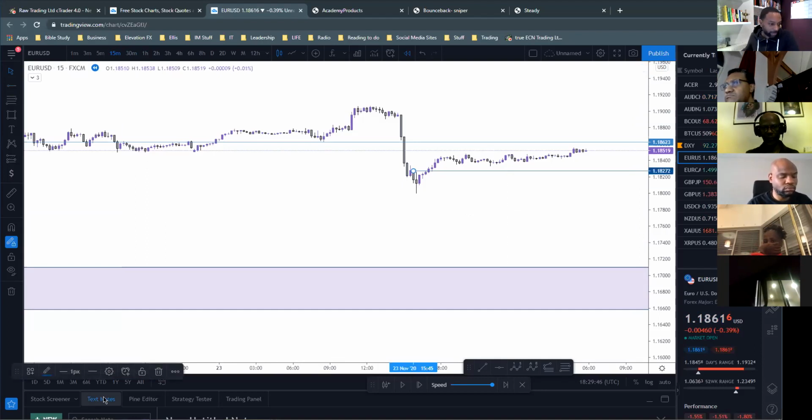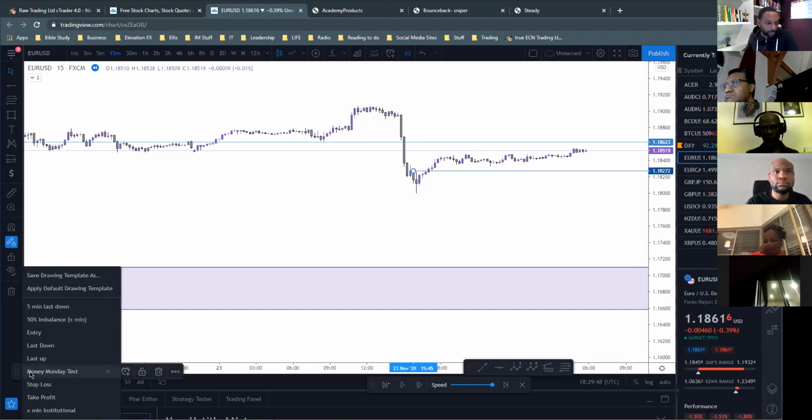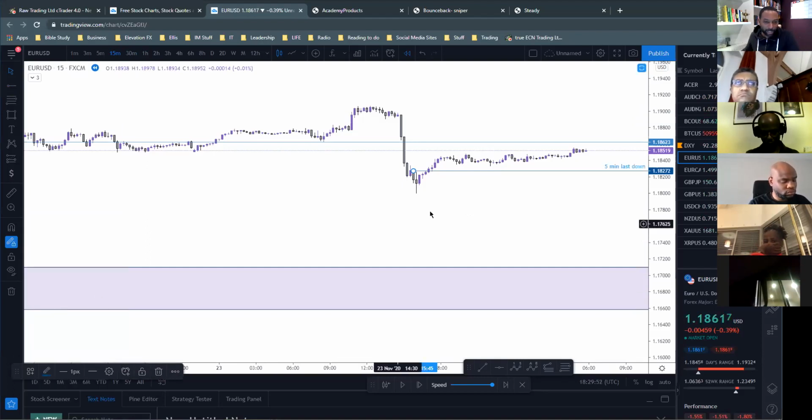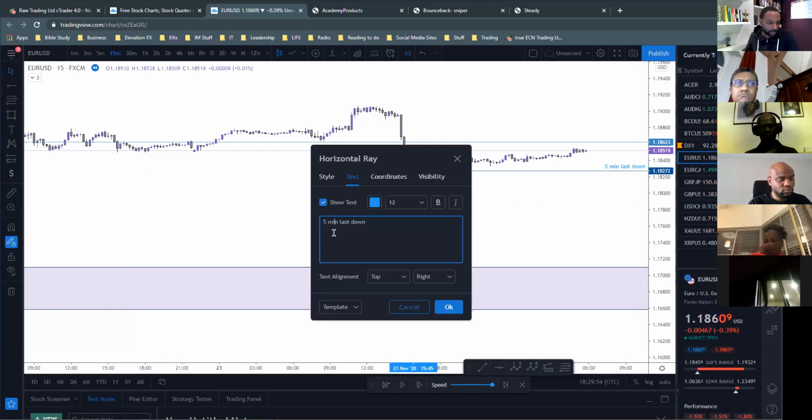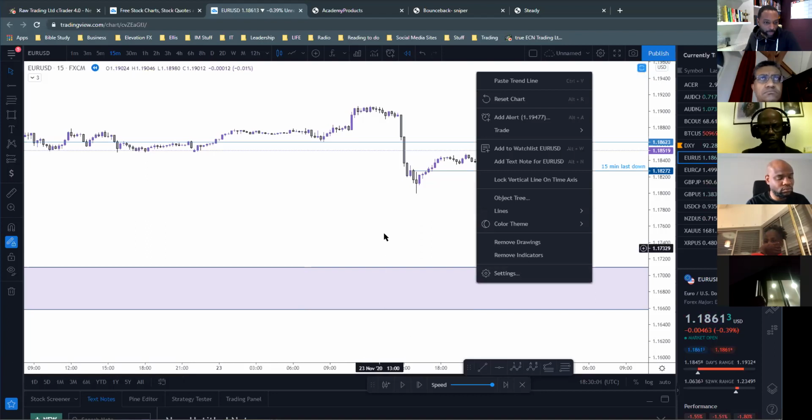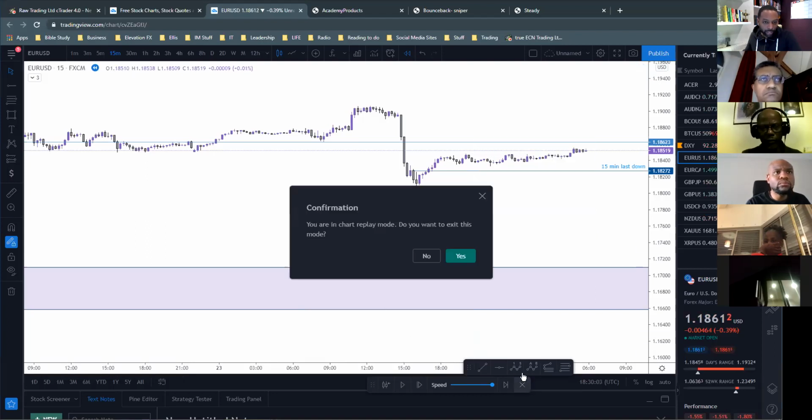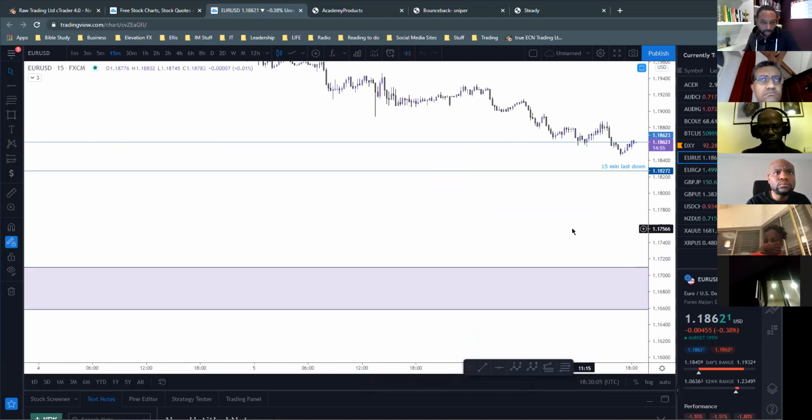All right. Set up your templates. Go into TradingView. Set up your templates. I say 5-minute last down candle. In this instance, it's the 15-minute. Let me change that. And then I just watch. I literally just watch to see that as we go back to the future, let's see if the price responds around there when we get there.